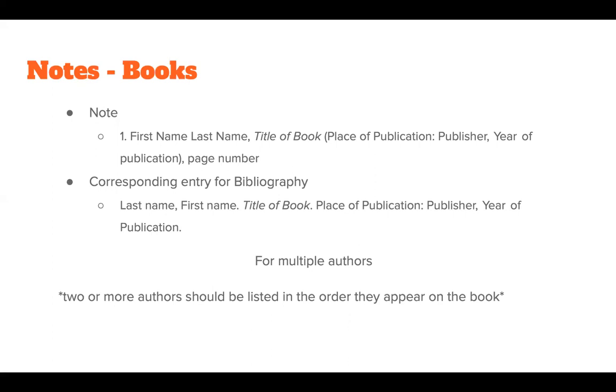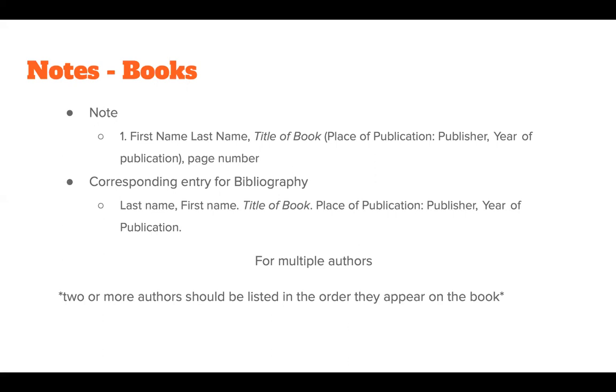And then you're going to do the first name and last name of the author, comma, italicized title of the book, space with parentheses in which you'll have the place of publication, colon, publisher, comma, year of publication, in parentheses once again, comma, and then page number.